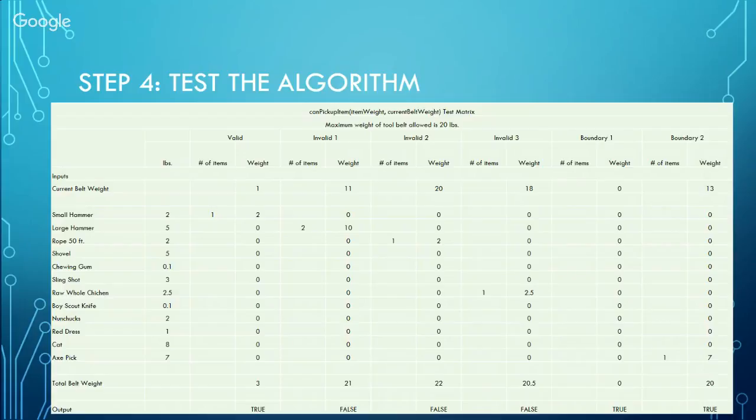We have 6 tests here. We set up 1 valid test, which we expect to be true. The total weight of the belt is 1. We add 2 pounds. 3 is within the boundaries. Then we have 3 invalid tests, which we expect to be false. And then we have 2 boundary tests. One tests the lower limit, and the second one tests the upper limit.